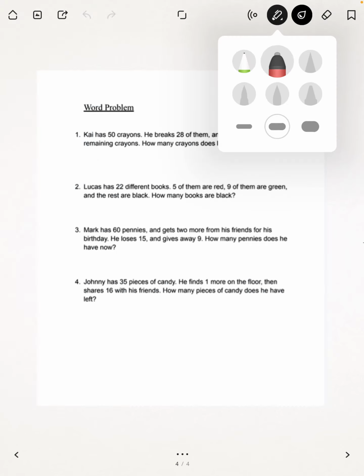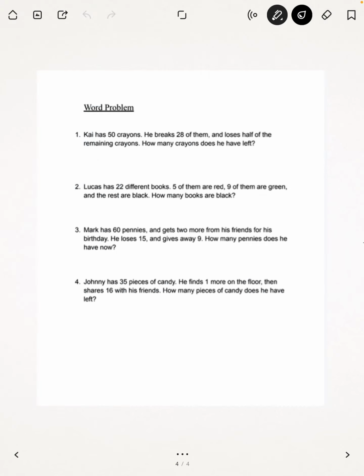Word problems. Okay, number 3. It says Kai has 50 crayons. He breaks 28 of them and loses half of the remaining crayons. How many crayons does he have left?